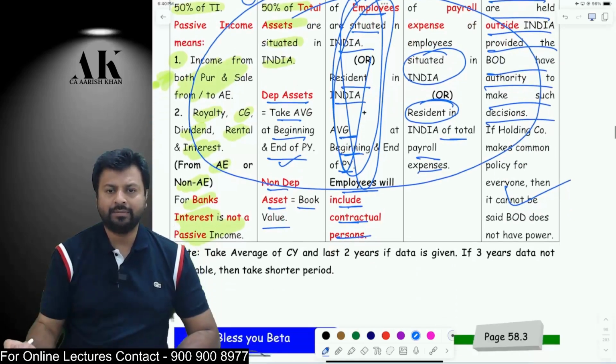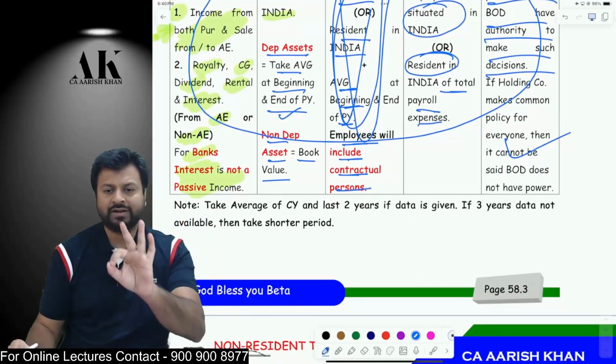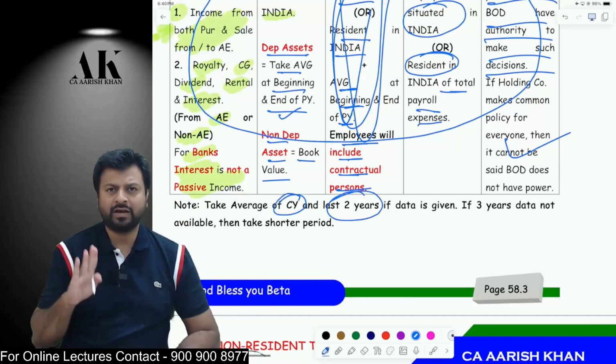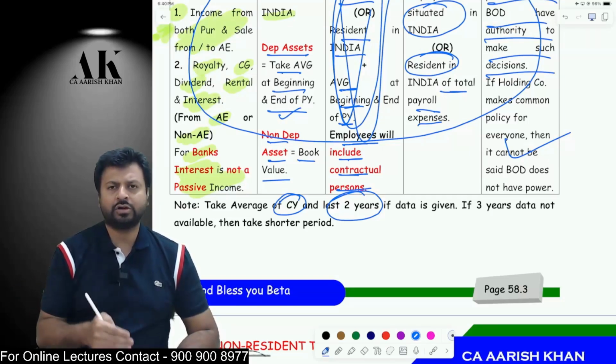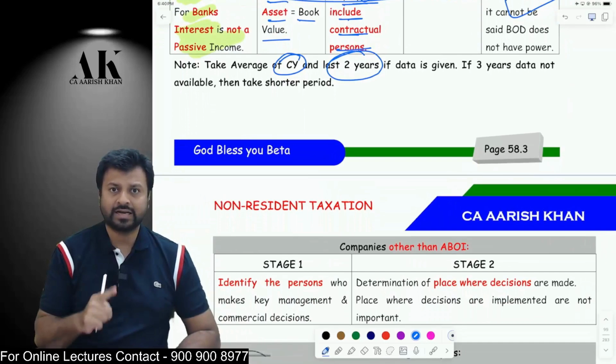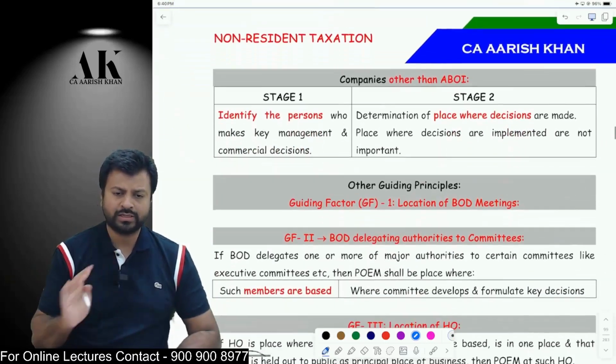The government has recommended that this has to be data of average of at least 3 years. That is current year and the last 2 years. But if you don't have the data of last 3 years, then you can take a shorter period, that is 2 years also, or you can take a further shorter period, that is current year also. So by default, you should take an average of 3 years, that is current year and last 2 years. But if you don't have the data, you can take a shorter period also. I hope it is clear to all of you.